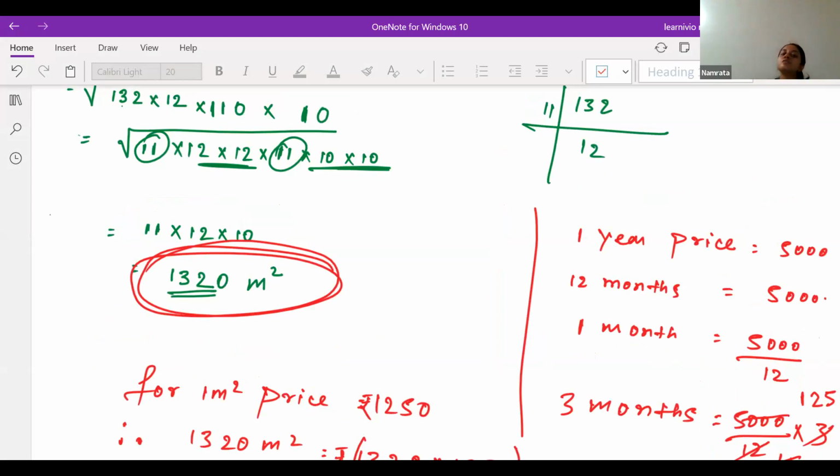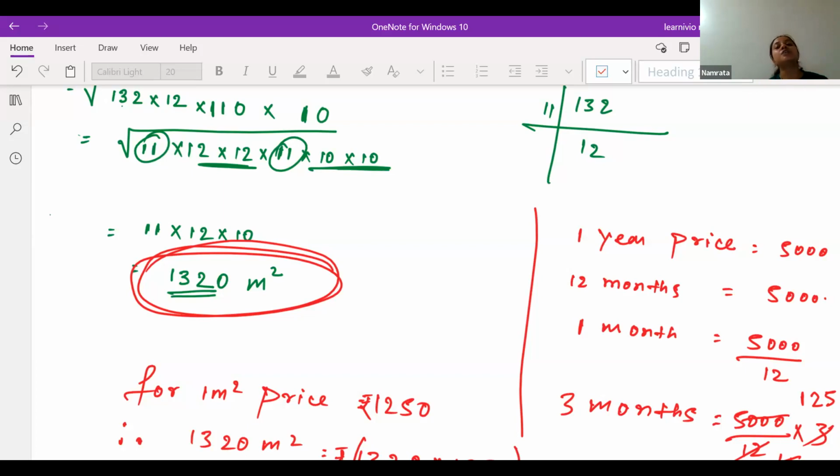So, what was the question? Let's do the summarization and then we'll be moving to the next question. If that is not clear, the question was that we are hiring a wall for doing an advertisement. Since we are using one of the walls for advertisement, obviously we need to pay for that. The price is 5,000 rupees for 1 meter square for 1 year. But we need this wall for 3 months only.